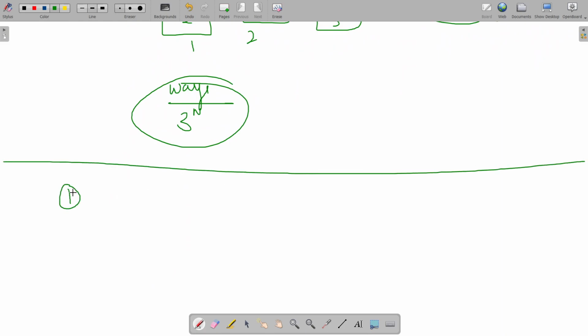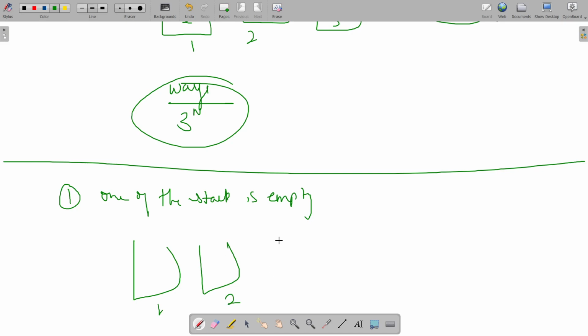There are two cases. The first case is when one of the stacks is empty, out of the first two stacks. So this is the first, the second and the third. Let's assume that this is empty, okay? And we have these numbers 1, 2, 3 all the way up till n. Since the sum of the top two elements of the stacks must be equal to m, this stack should contain the number m at the very top, right?